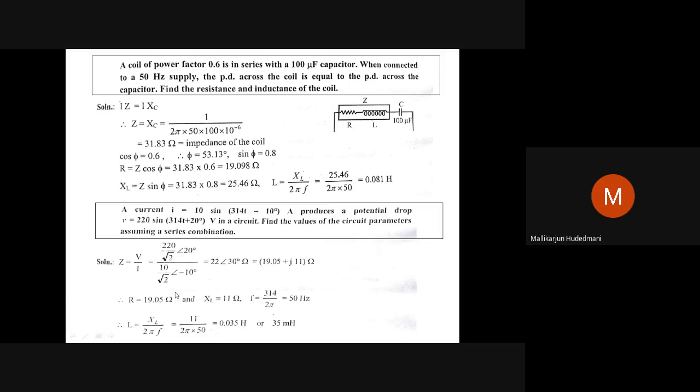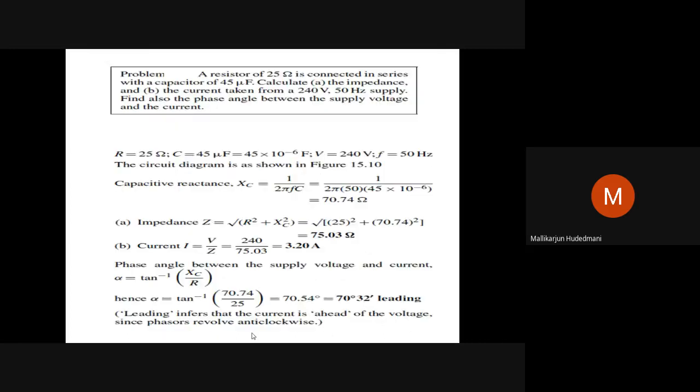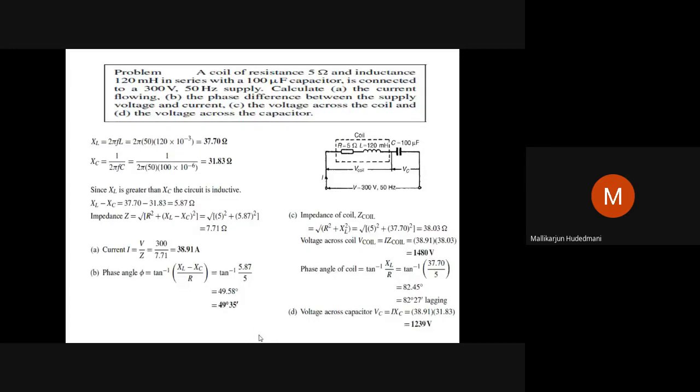Then when I get R, when I get XL, how to get L? L is XL divided by 2 pi f. To get this, finding f was a step. So therefore it is 11 divided by 2 pi 50. When I operate this, that becomes 0.035 Henry. So this is how 35 millihenry can be obtained. Very simple. Numerically, it should be very clear. This way we can understand. There are numerous problems possible in series circuits. So one more we will understand.